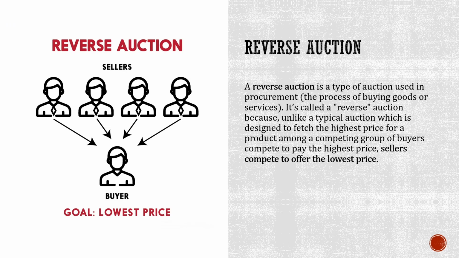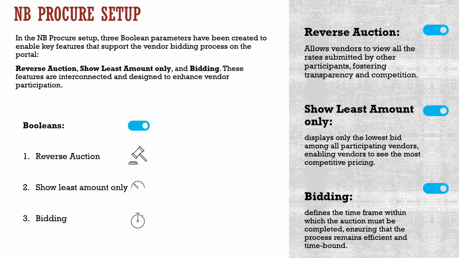Let's talk about reverse auction. So what is reverse auction? It's basically a process where, unlike a typical auction, which is designed to fetch the highest price for a product amongst a competing group of buyers, here the buyer gets to push the sellers to offer the lowest price. So that is the reverse auction process.